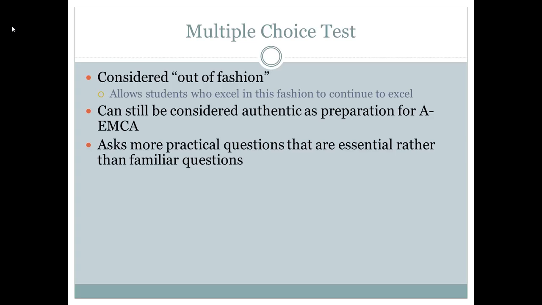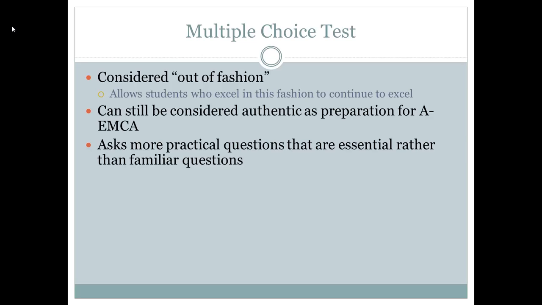A multiple choice test can still be considered an authentic assessment, as it is preparation for the paramedic certification exam, the AMCA test. Since the AMCA test is made up of just multiple choice questions, having students learn how to write these kinds of tests will help them with their certification.